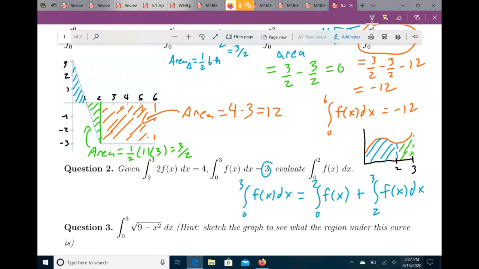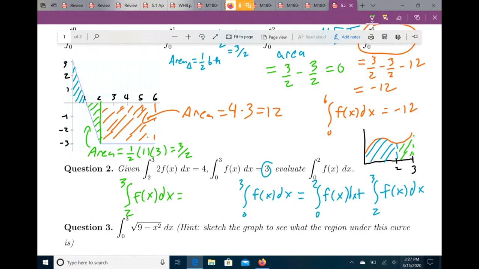So I know this equation that I've written down: the left-hand side evaluates to 3, and I want to find the first term on the right-hand side. The last term on the right-hand side is, I know that the integral from 2 to 3 of 2 times f of x is 4. If the area under the curve of 2f of x is 4 from 2 to 3, what do you think the area under the curve from 2 to 3 of just f is? Good, just 2. And that's true.